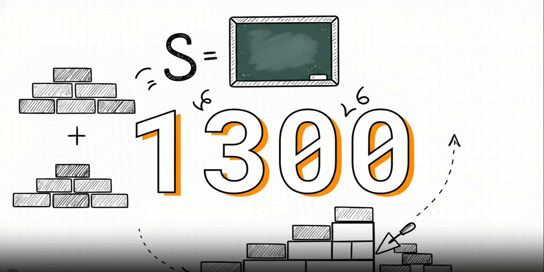Or how about this one? A mason is building a brick staircase. The first step requires 4 bricks, and each subsequent step requires 4 more bricks than the previous one. He needs to build 25 steps. How many total bricks should he order? Well, since we want the total amount, we use our sum formula, Sn. We plug in our first term A as 4, our difference D as 4, and our total number of terms n as 25. Run the math on that, and we find he needs exactly 1,300 bricks. Perfect, precise, and completely manageable.